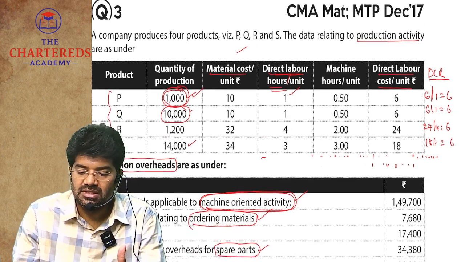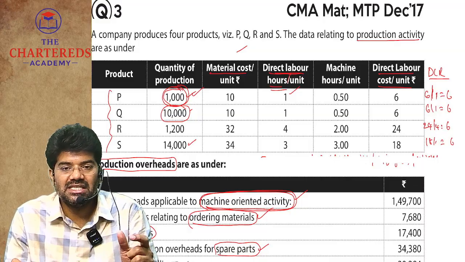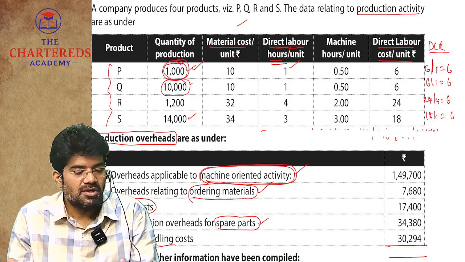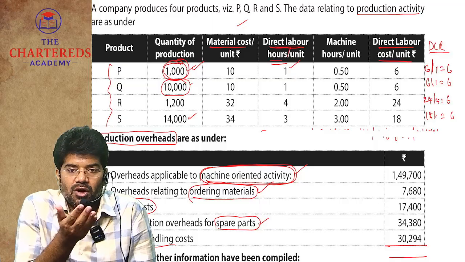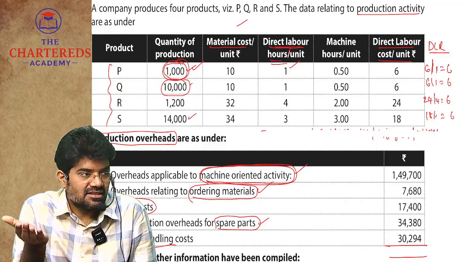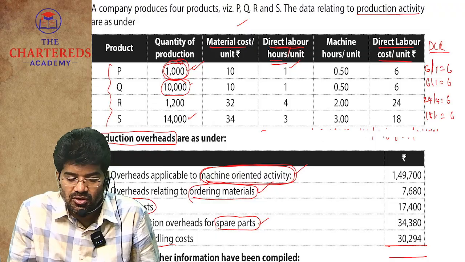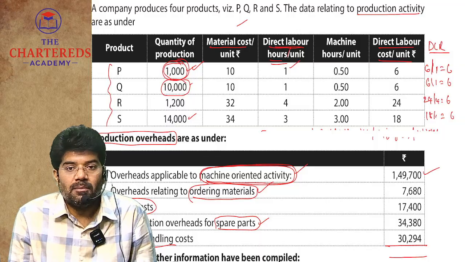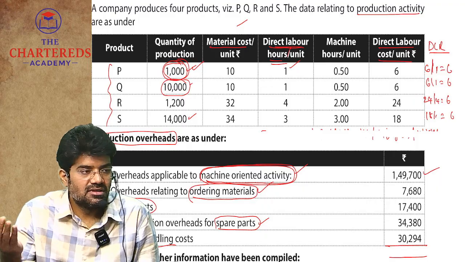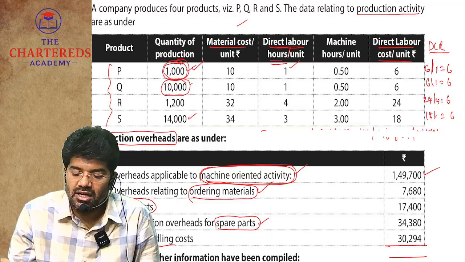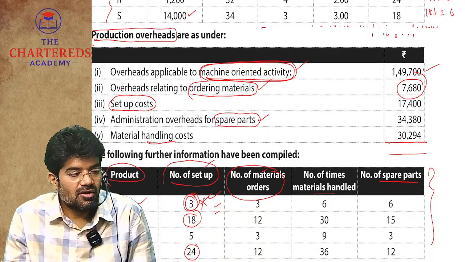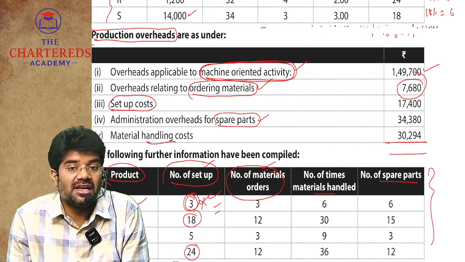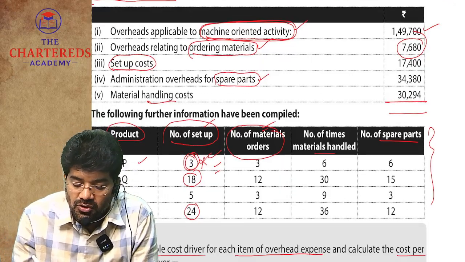First, one working note is required here. What is that working note? Machine hours required for the budgeted output, because machine hours is not given here. If you want to get the activity-wise rate, we have to divide the activity cost. I know the machine-oriented activity cost is 1 lakh 49,700. I should divide it by what? Machine hours. So we will calculate that now. For ordering of materials, what is the cost driver here? Number of material orders. So what is the total number of material orders? For that, we need to add this.